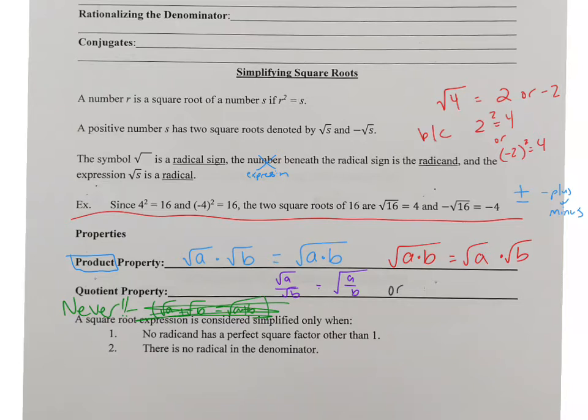Most math guys will never write it both directions, but I'm just going to write it just in case you're struggling with that. So you could have a fraction inside the radical, and you could split it up. Take the radical at the top and the radical at the bottom. And you'll use it either way. Sometimes you'll use whatever's easier for you.